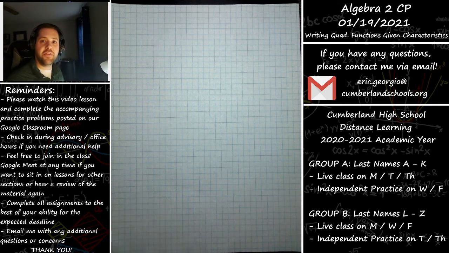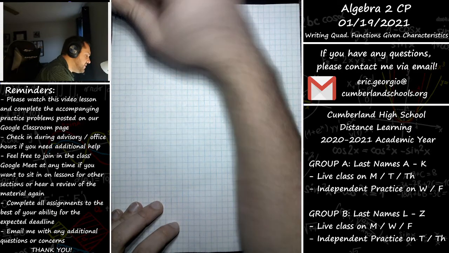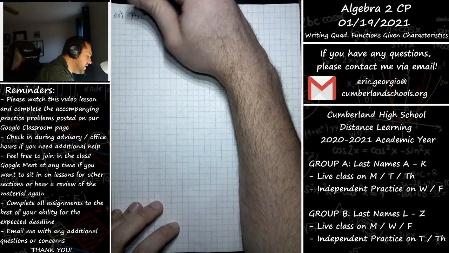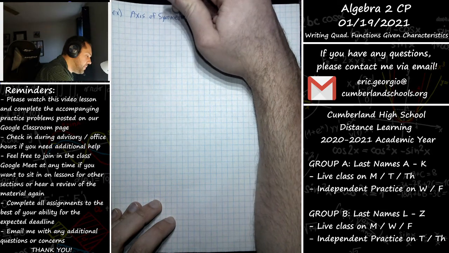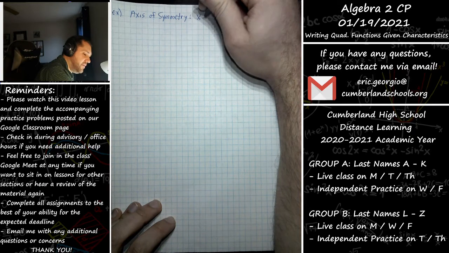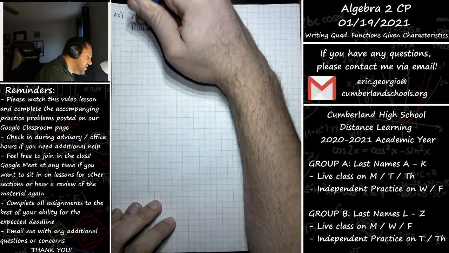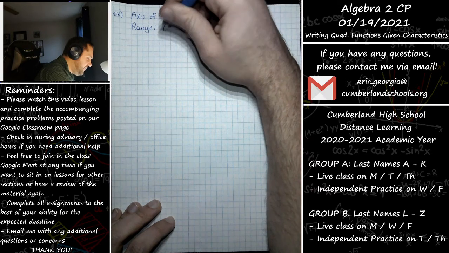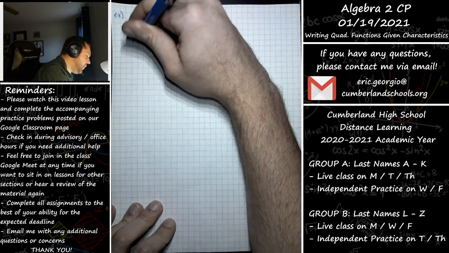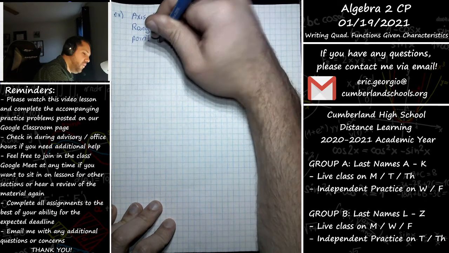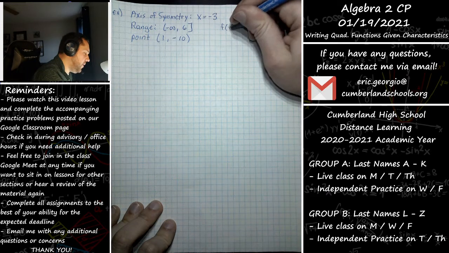Again, write the equation of a function in vertex form that has the following. We're going to say it has an axis, oh boy, of symmetry at x equals -3. We're also going to say it has a range of -infinity to 6. And we're going to say it passes through the point of 1, -10. And again, our goal is to write vertex form.